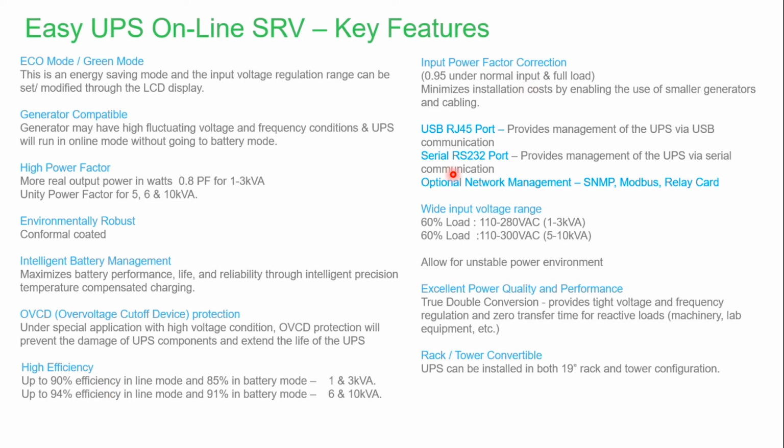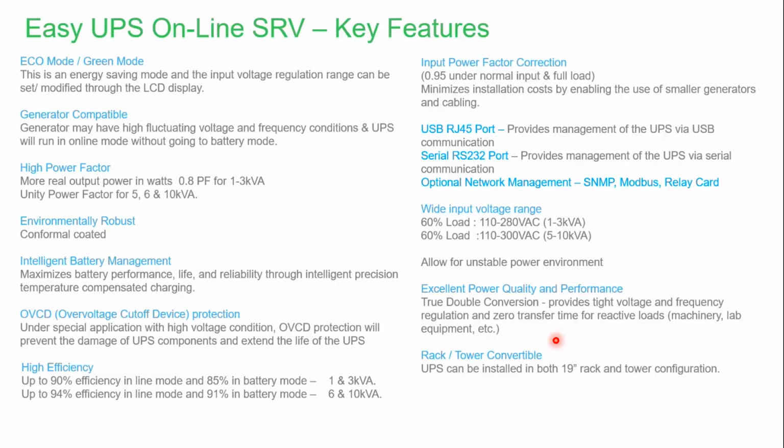These are the communication ports: USB, RJ45, serial RS232 port. Then we also have SNMP, Modbus, and relay card options for this online UPS topology. This wide range input voltage I have already discussed with you. Another one is excellent power quality and performance. So it's a true double conversion. I have already discussed the topology with you, and why true double conversion topology.